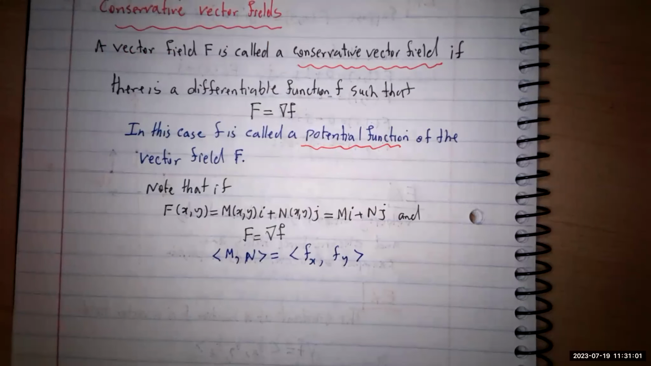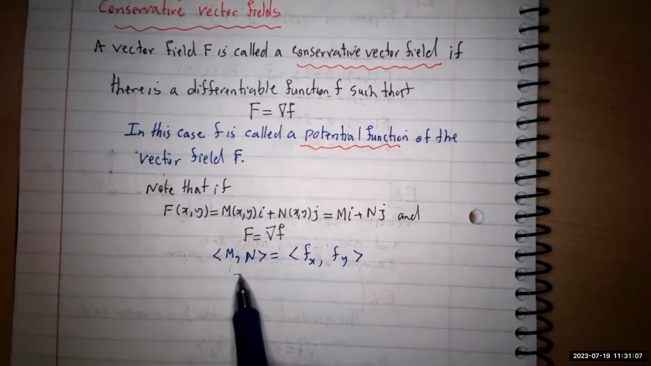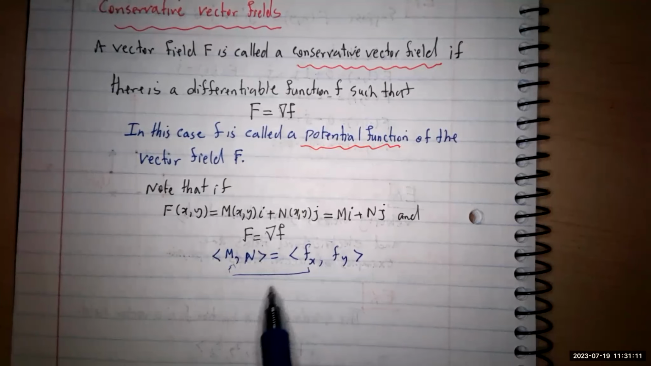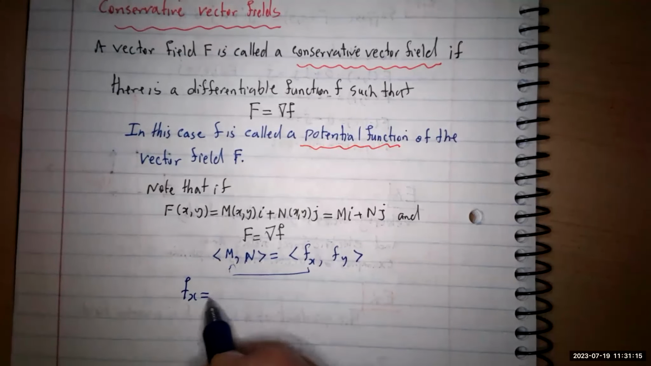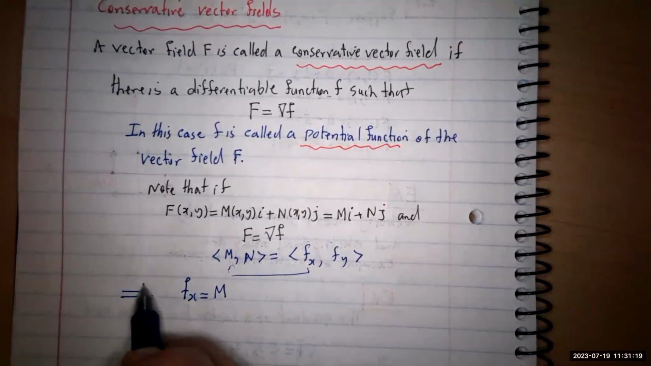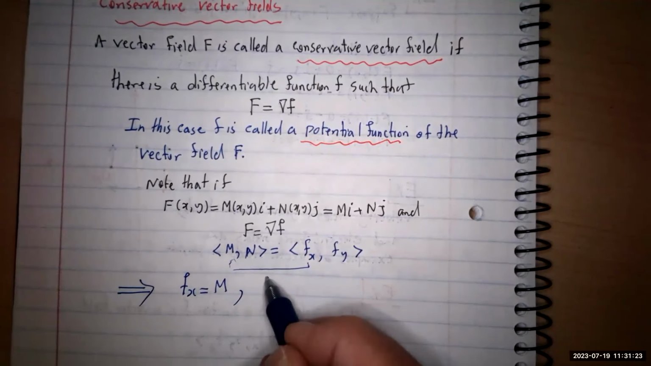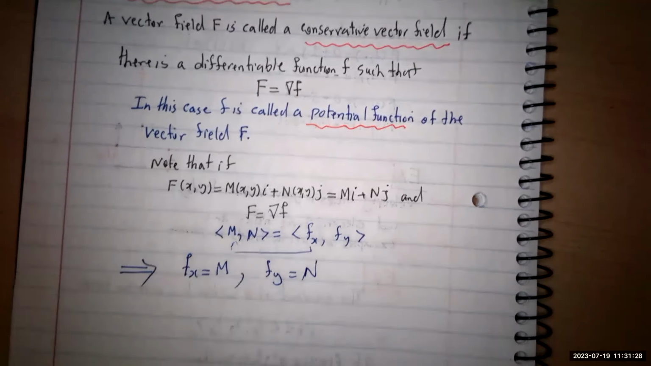Okay, so if they want to be equal to each other, they are two vectors. And you know that vectors are going to be equal to each other if their corresponding components, coordinates, are going to be the same. So this means f sub x must be equal to m. The conclusion is f sub x equals m, and f sub y must be equal to n. Do you get it?